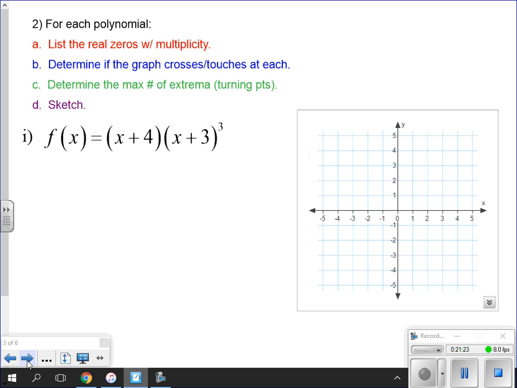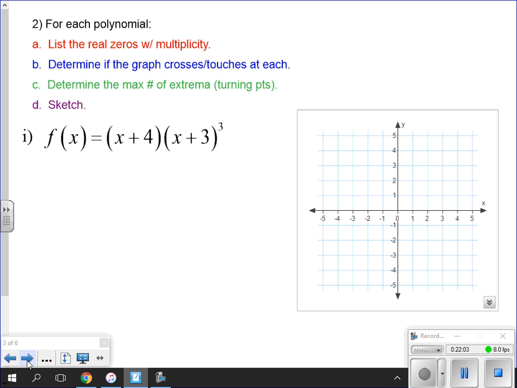Okay, so let's take a look at this next one here. So I'm given a polynomial, although that's not really a polynomial by itself, is it? But if I FOIL it out, multiply everything together, I do have my polynomial. This is my polynomial in factored form, which makes it much easier to work with sometimes. I know where all my zeros are. So, first one, list the real zeros with their multiplicity.